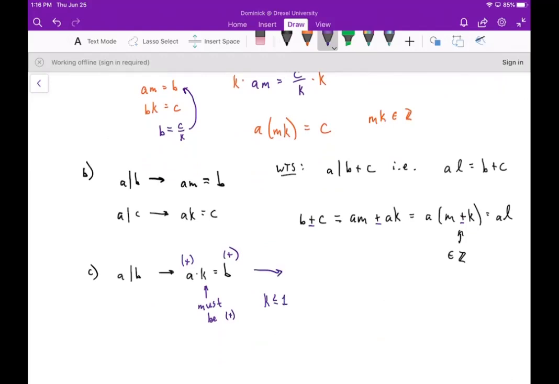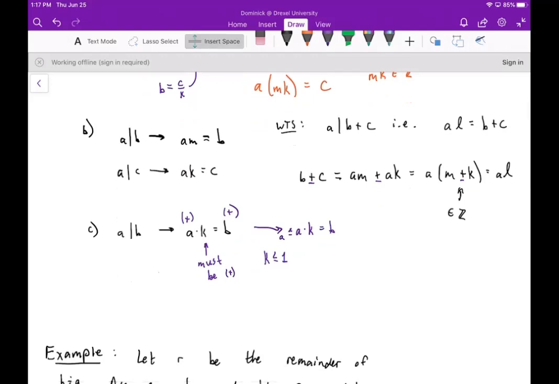So then that means that if I were to have A times K, that would be greater than or equal to just A. And of course, that is equal to B. Right? So then we get that A is less than or equal to B.